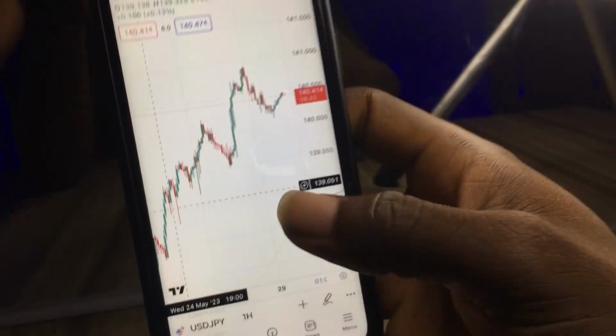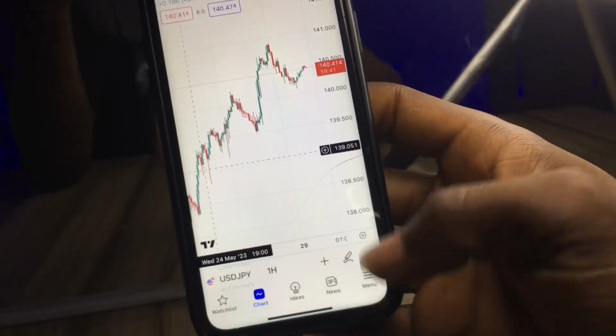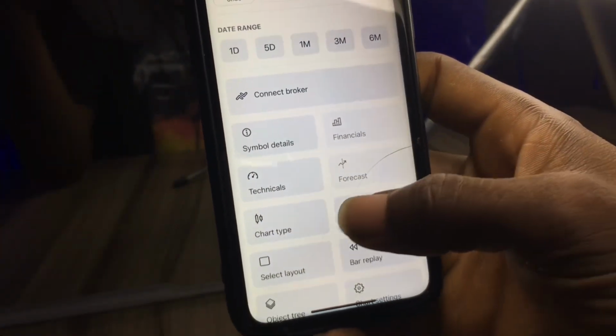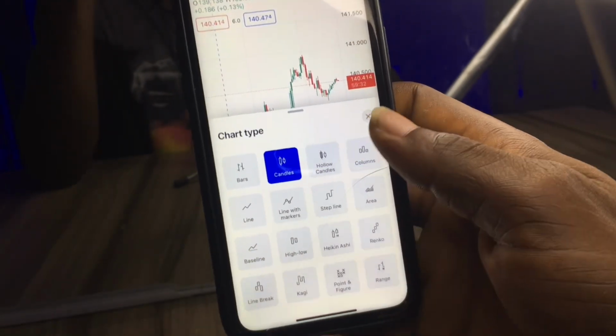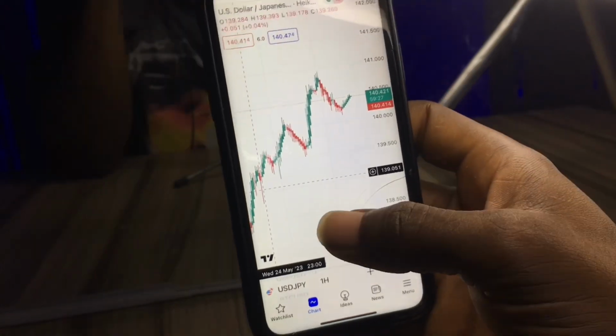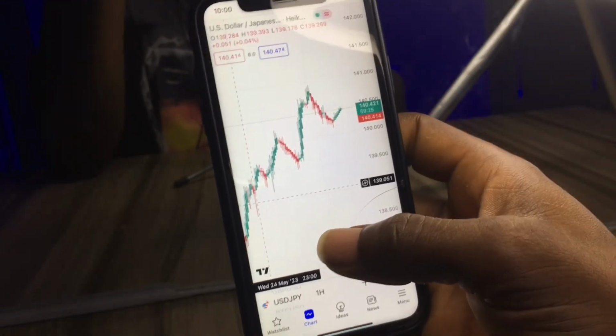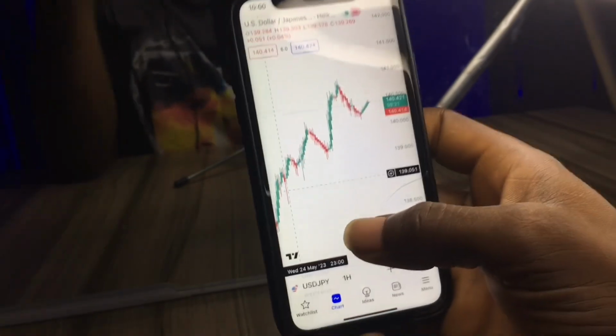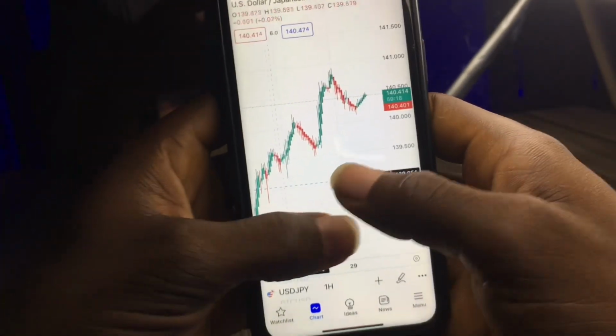So what you want to do right now is go to the indicator section. Just look down here. What you need to do is tap into this part right here and check for the part that says chart type. Now, going to the chart type, what you want to do right now is change this to Heiken-Ashi candlestick. This right here makes everything simple.